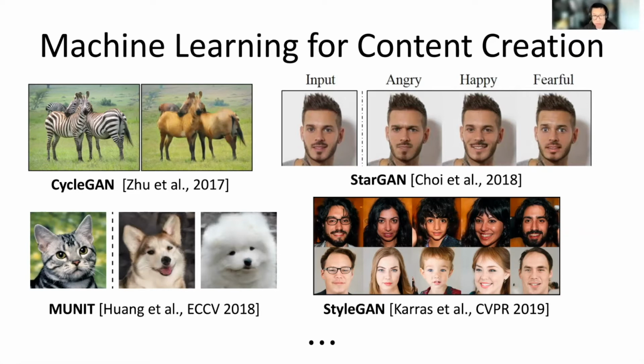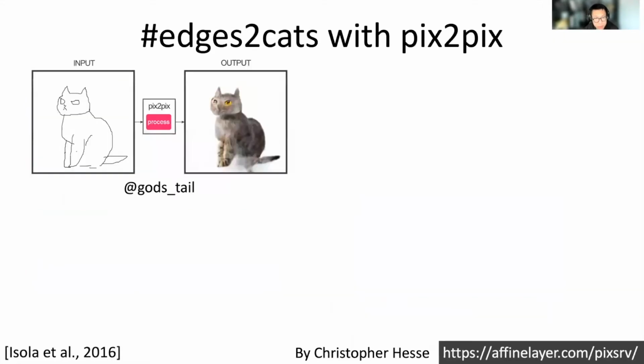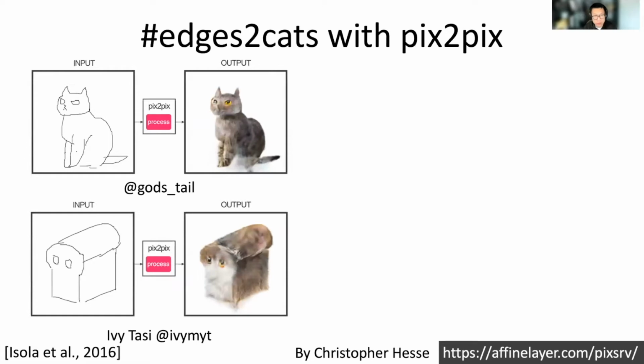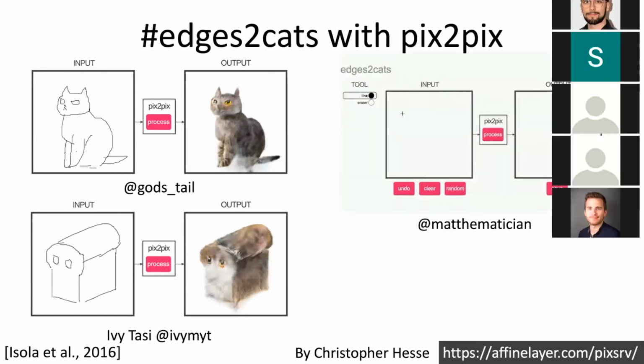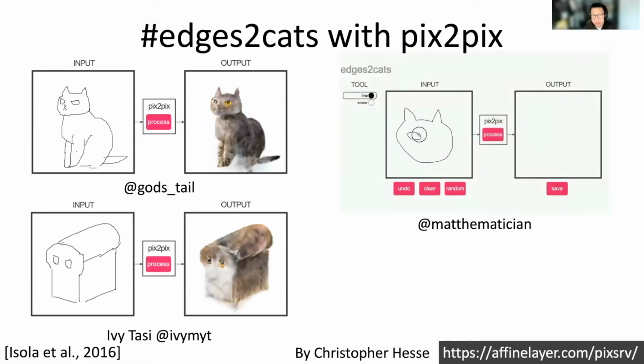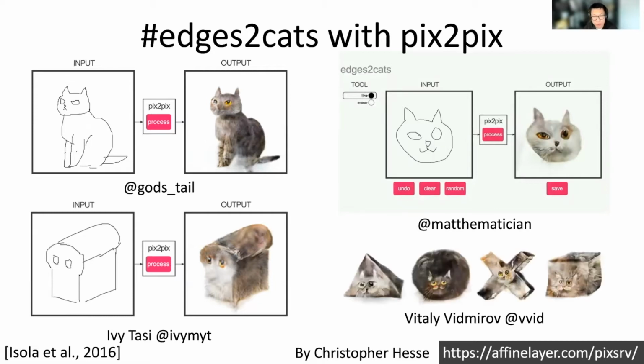Let me give you several examples. We had this work with Phillip Isola et al. on this edges-to-cats demo, where you can create a cat by a simple sketch. Here's another cat, and here's how the interface works. This machine learning model can translate your sketch into a cat photo in real time. Here are more interesting cats we have created.